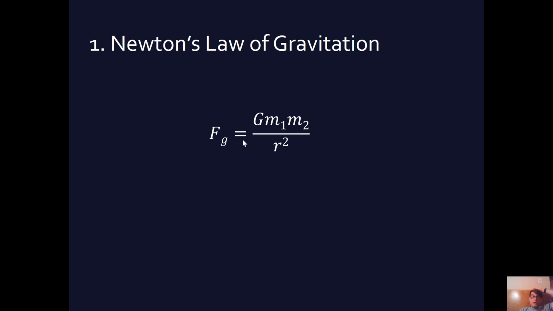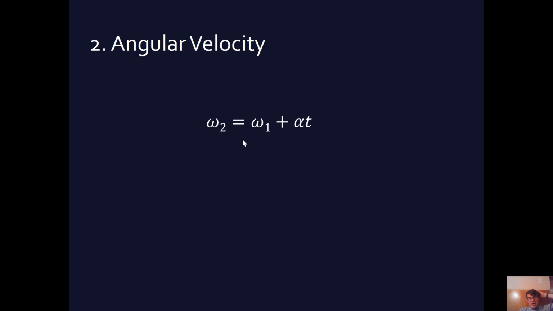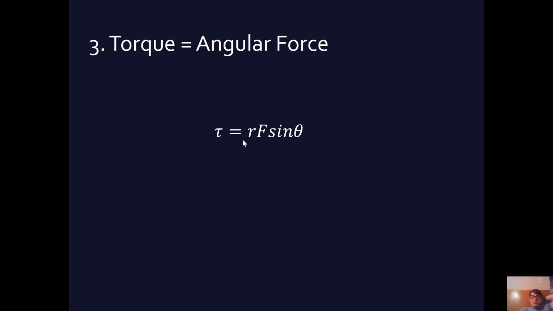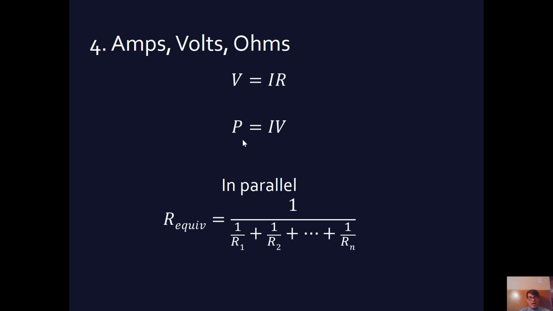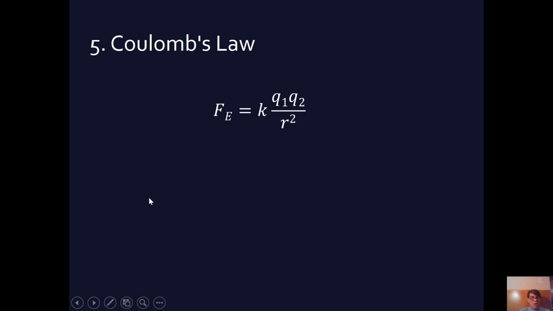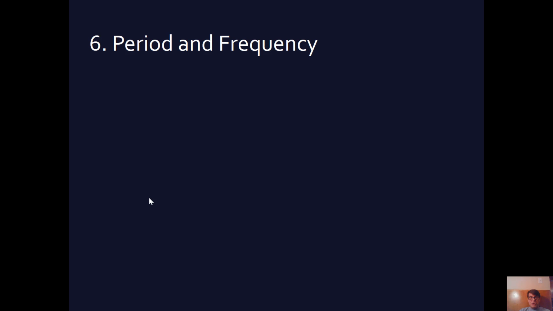Well, okay, that's a whole lot. In sum, we've looked at Newton's law of universal gravitation. There it is. We've looked at angular velocity. There's just one of the equations. We've looked at torque, which hopefully, if it's perpendicular, it's just R times F. But if they give you a more complicated one, you'll have to do the sine of the angle. Amps, volts, and ohms. V equals IR, P equals IV. In parallel, here's how to find the equivalent resistance. Coulomb's law, which is very much like Newton's law of universal gravitation.